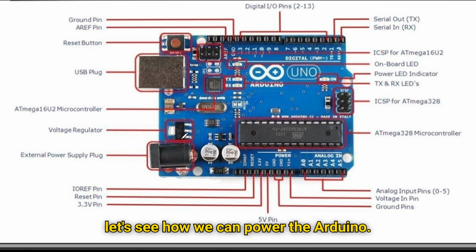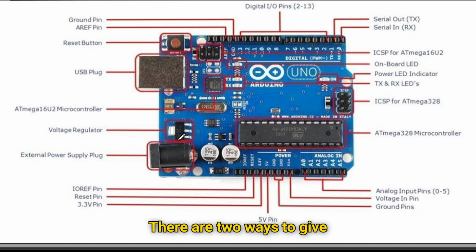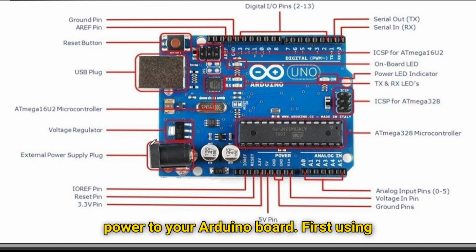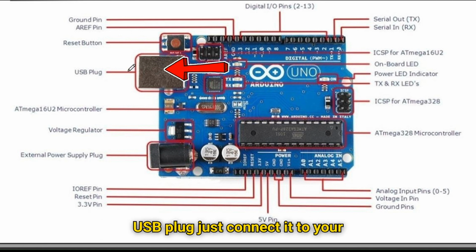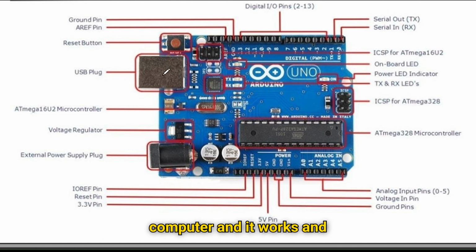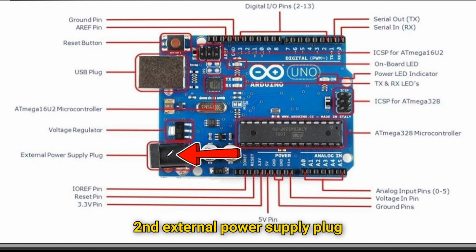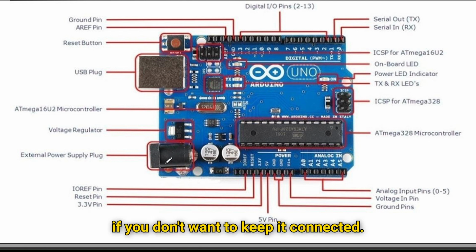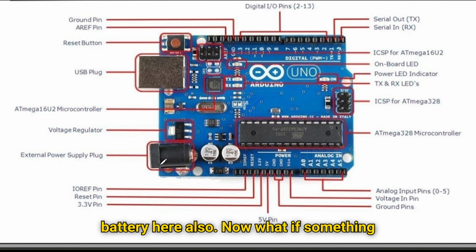Next, let's see how we can power the Arduino. There are two ways to give power to your Arduino board. First, using the USB plug, just connect it to your computer and it works. And second, the external power supply plug. If you don't want to keep it connected to a PC, you can use an adapter or battery here.